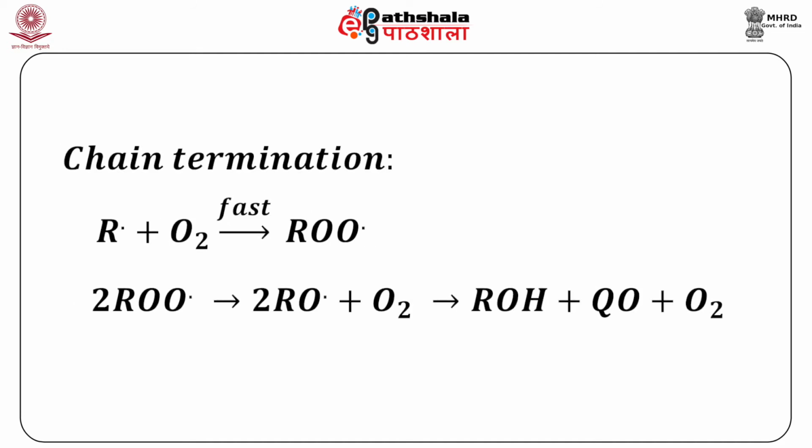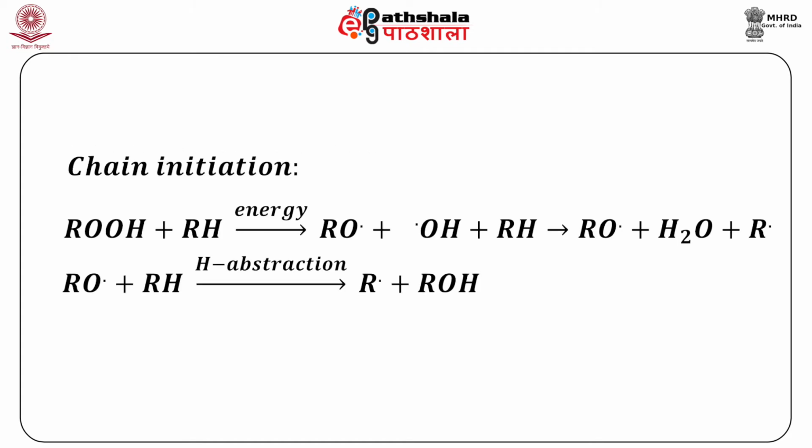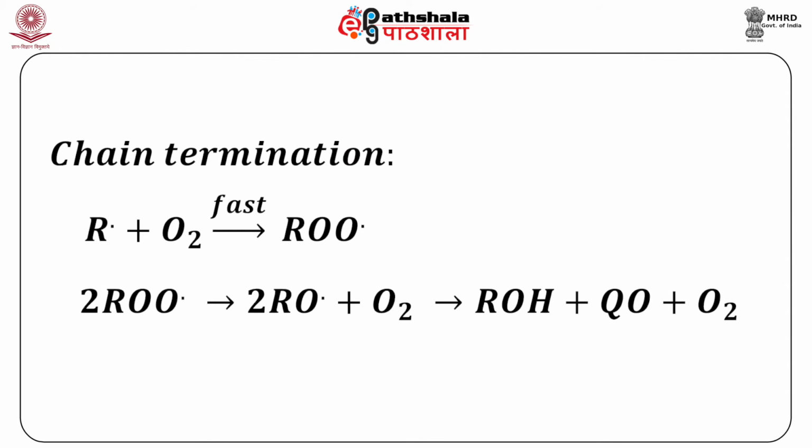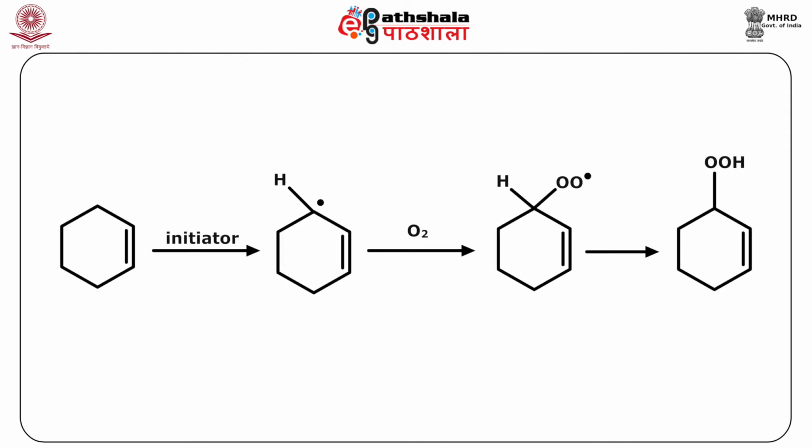The chain is ended by termination reactions in which free radicals collide and combine their odd electrons to form new bonds. Here, the depiction of chain initiation, chain propagation and chain termination helps to understand the given concept. Auto-oxidation of unsaturated compounds such as cyclohexene follows a similar course and results in the formation of hydroperoxides.